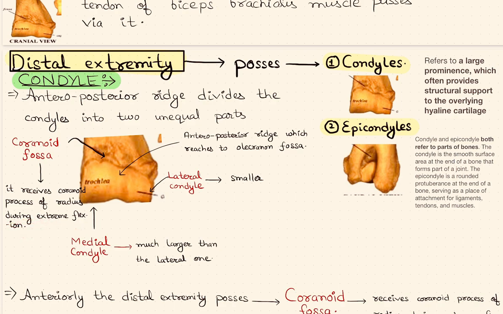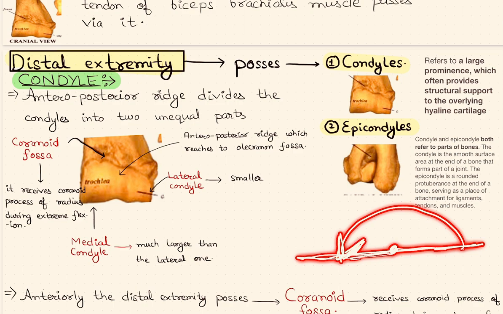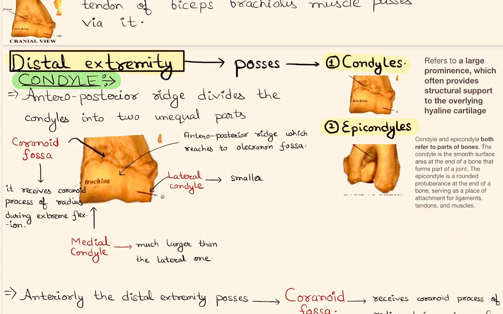Now what happens? There is this coronoid process when we do flexion. What is flexion? When we take our forearm towards the arm, towards the biceps. Like this is the arm and this is the forearm. When the forearm is taken towards the arm, that is flexion. So during flexion, the coronoid process of which bone? Radius bone gets lodged in this coronoid fossa. Okay. Now this medial condyle is larger in size.